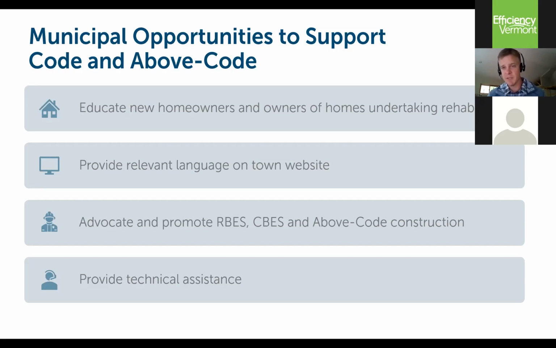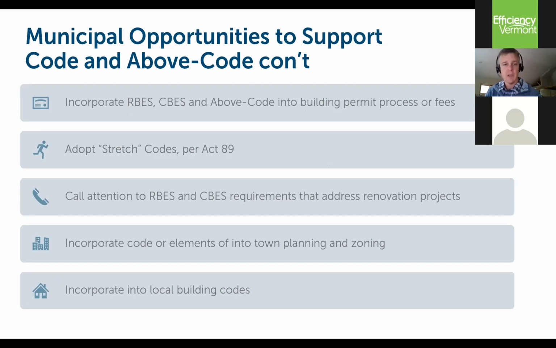With language on town websites, you can link to information from Efficiency Vermont, or create your own content in support of what the codes require and building science in general. There are ways to incorporate things into local zoning and planning policies as well, so more of that can be integrated into those local requirements. Stretch code can be adopted locally, as mentioned earlier. That would be raising the bar of performance in your community.